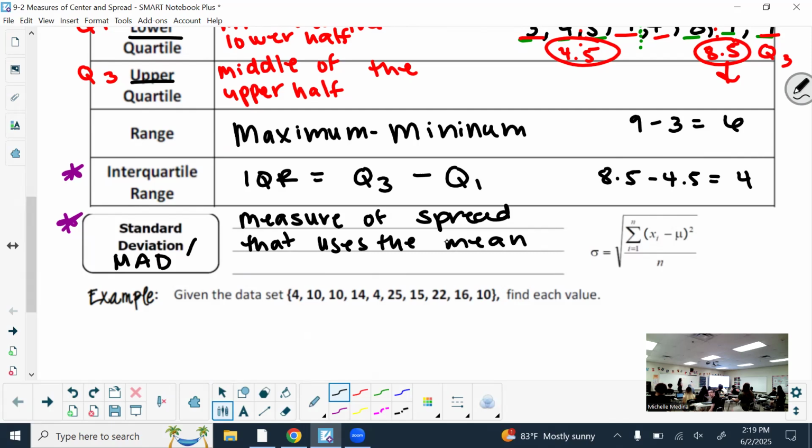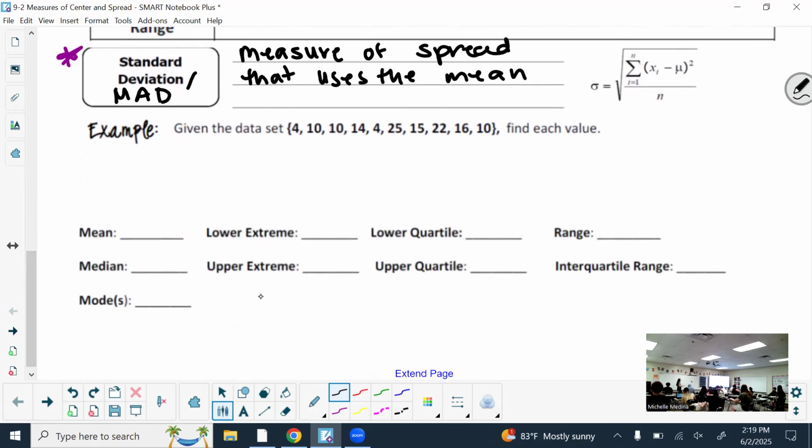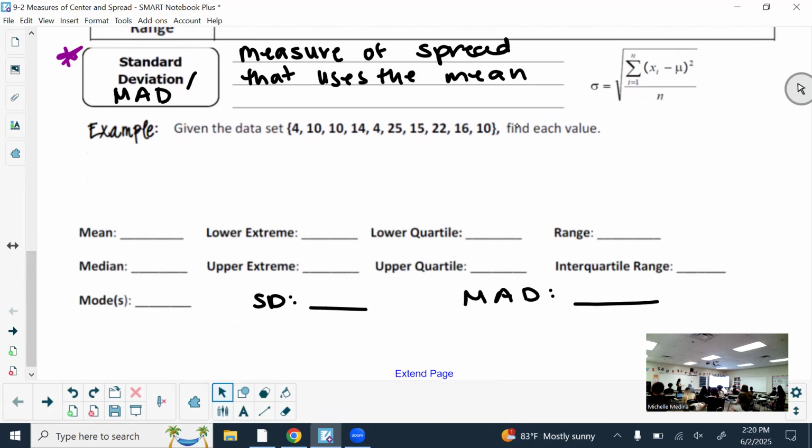Okay, so all of that defining took a while. Now we're going to calculate all of those different things for this data set. I'm going to add in, and you should too, the value for standard deviation and MAD, which you wouldn't know how to find yet. Just leave those blank. I'll show you how to find those with technology when we go over the rest of these. Just leave a spot for them. The rest you should be able to identify.